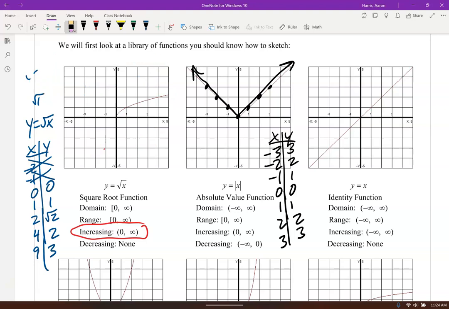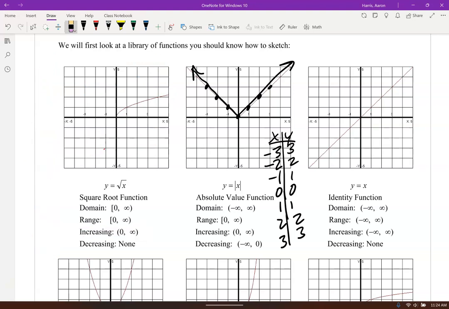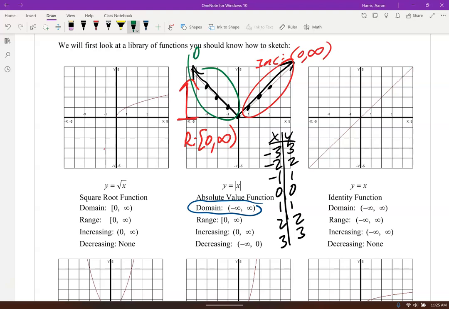It has a domain, notice it goes in both directions here. All x values are defined, so your domain's negative infinity, positive infinity. Your range goes from 0, it includes that 0 and up, right? So range would be lowest y value and up. It's increasing on this side, right? So from 0 on, and then it's decreasing on this side from negative infinity up to 0, right?